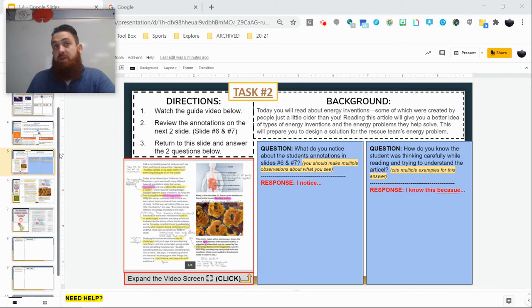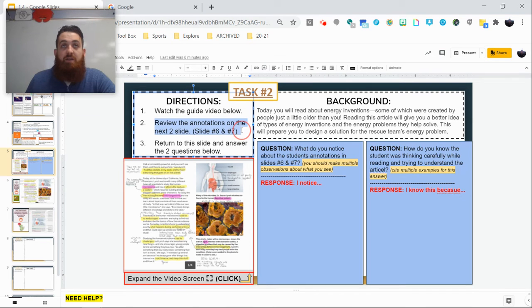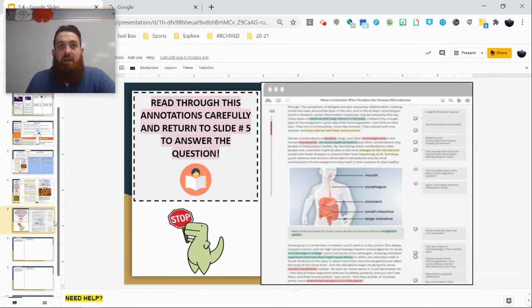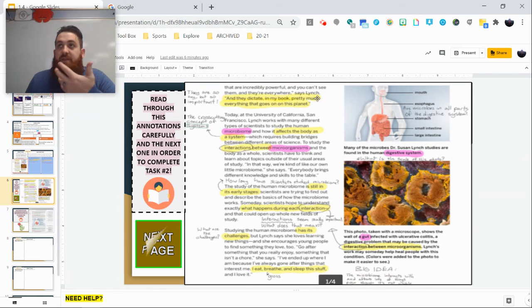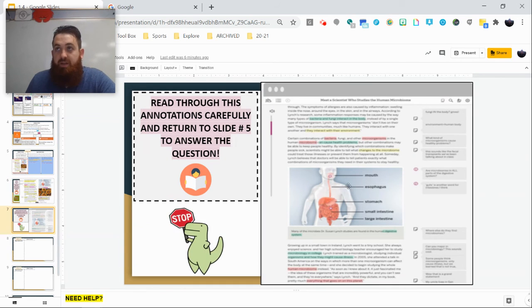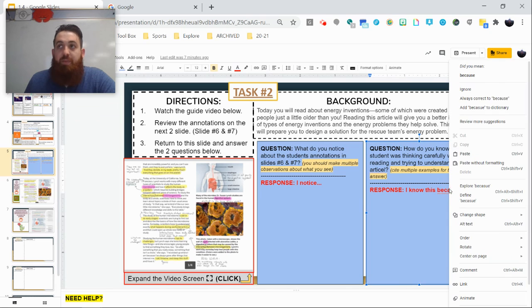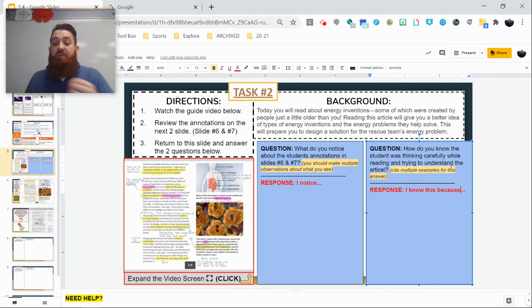So let's go ahead and look at a few examples here. And this is where the directions come in handy. So we're going to be looking at reviewing the annotations on the next two slides, slides 6 and 7, to take a look at what active reading looks like, okay? You're going to be focusing on this and this slide here. Now, as you go through it, obviously pay attention to what you're seeing in both of these, okay? But when you're done, notice we have to stop at this point and come back and answer these two questions, okay? So if you have a specific question or you're struggling with this, reach out to me. Otherwise, good luck.